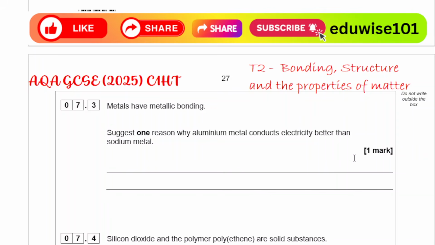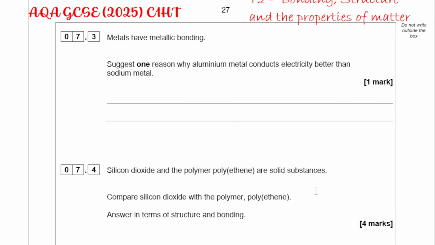Metals have metallic bonding. Suggest one reason why aluminium metal conducts electricity better than sodium metal. Well, aluminium has 3 electrons in the outer shell. It's in group 3. Sodium is in group 1, having 1 electron in the outer shell. So aluminium has more delocalized electrons per atom than sodium.